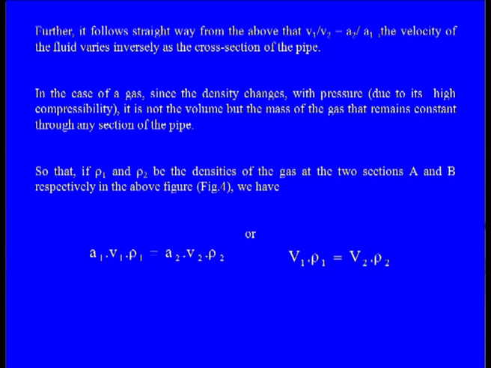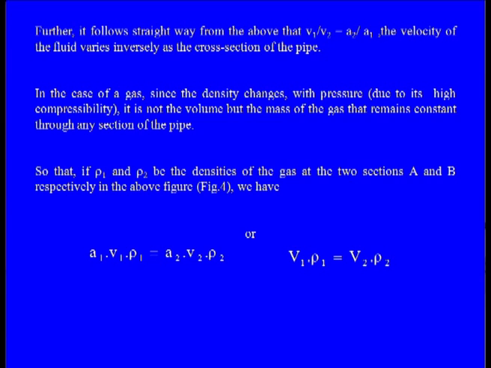Further, it follows straight away from the above that, if you take from the continuity equation V1 A1 equal to V2 A2, you will get the ratio of velocities at the two sections A and B, which is V1 upon V2 equal to A2 upon A1, which is inversely proportional to the area of cross section. So, the velocity of the fluid varies inversely as the cross section of the pipe.